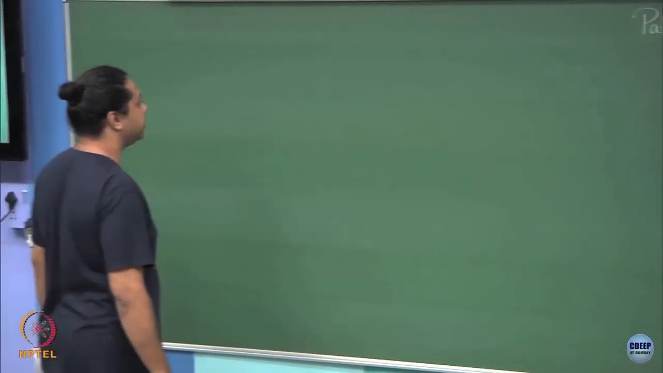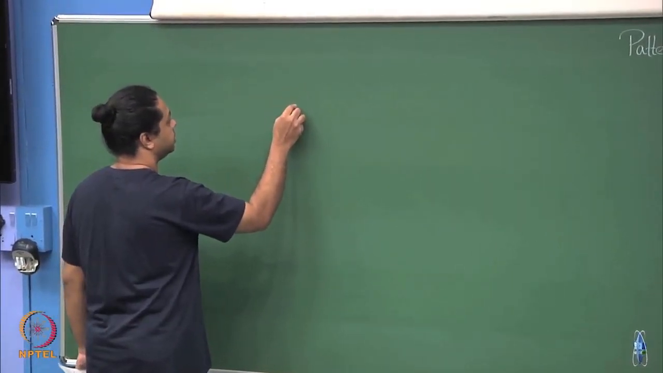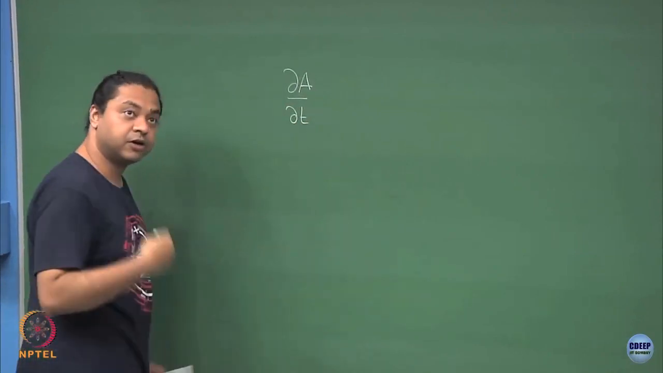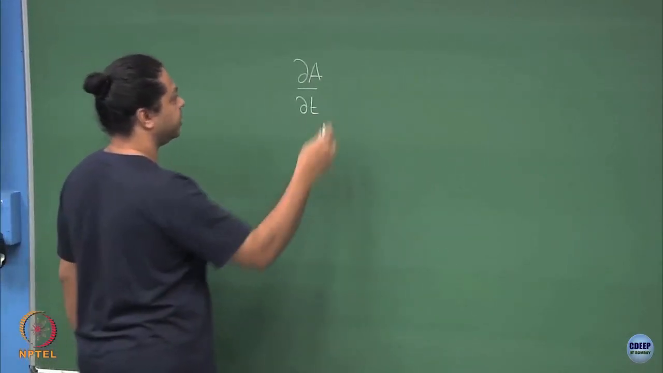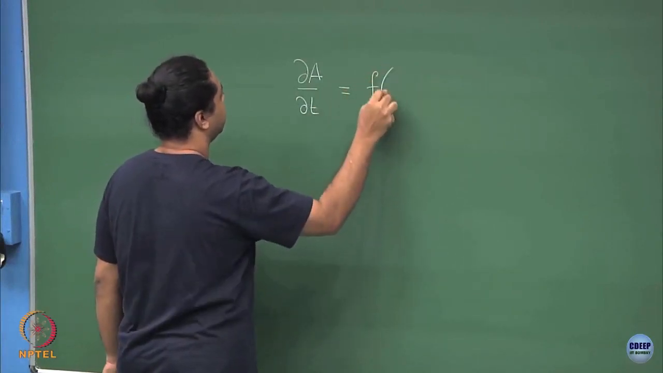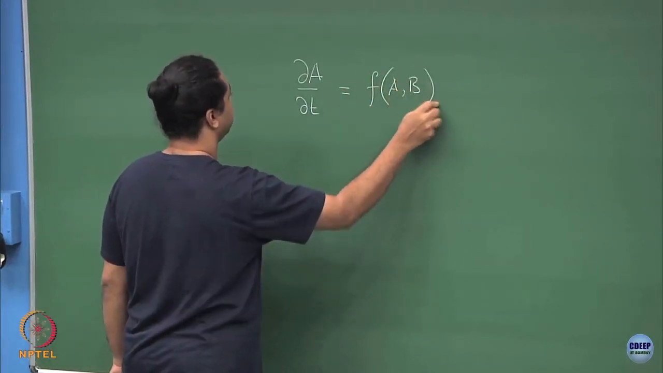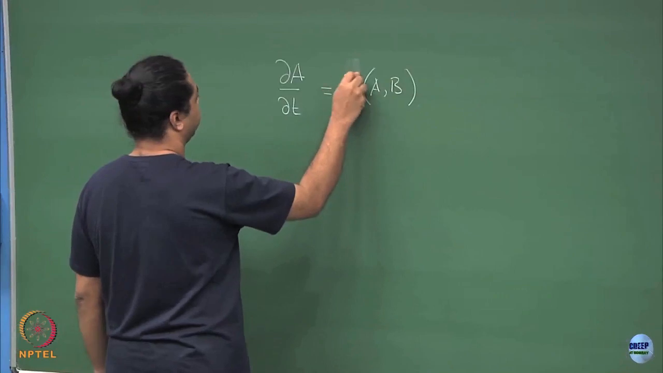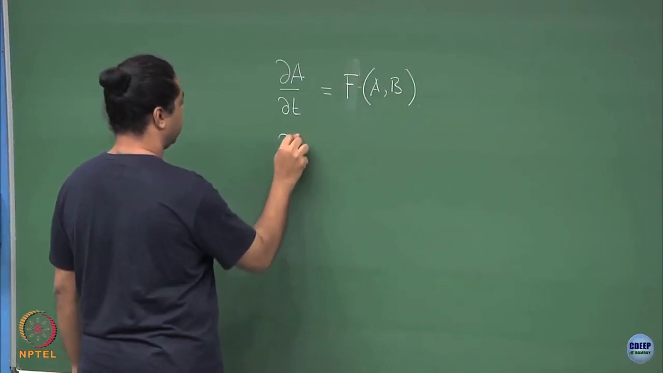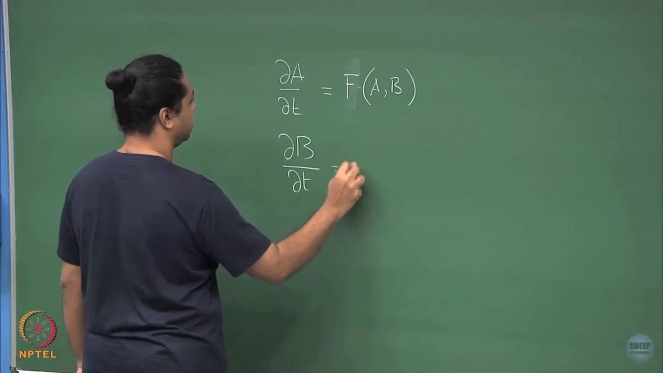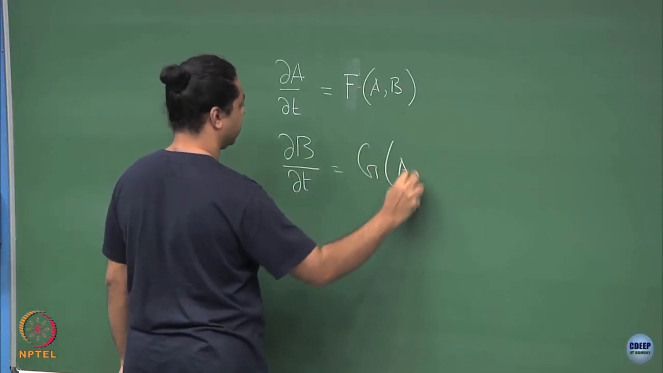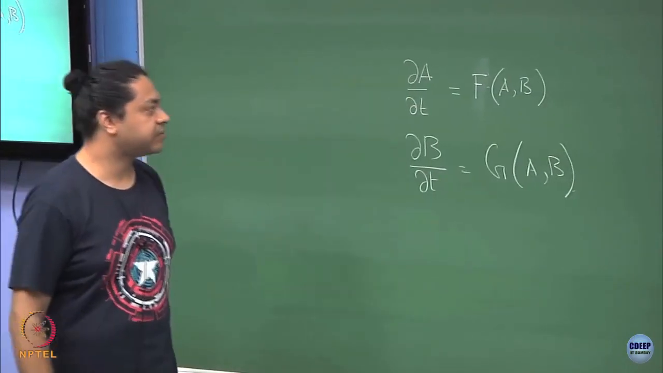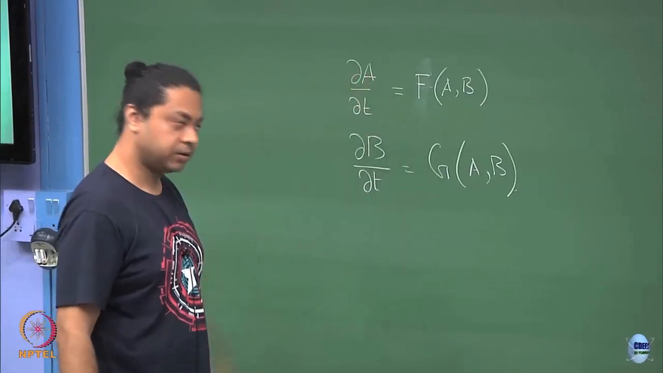The basic idea being that I have some sort of a chemical reaction between two species. So, I can write down the time evolution of the concentrations of the two species. Let us say del A del t is some reaction term F of A comma B, and del B del t is equal to some G of A comma B. This is my reaction part of the system, it encodes the chemical kinetics that is going on between these two species A and B, okay.